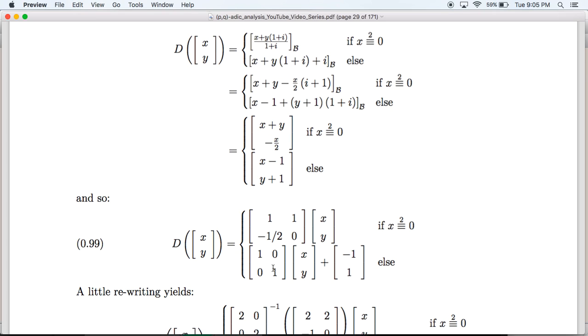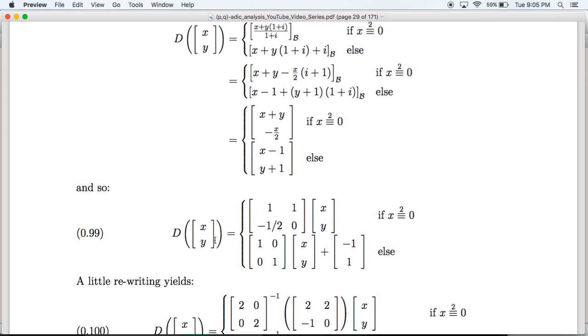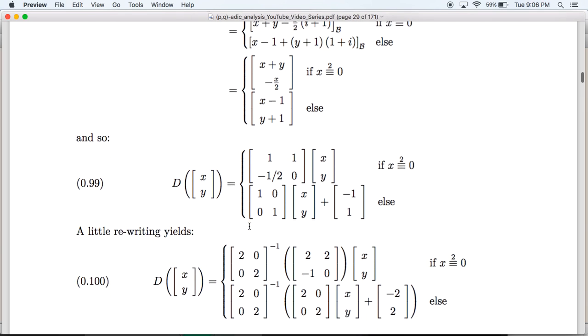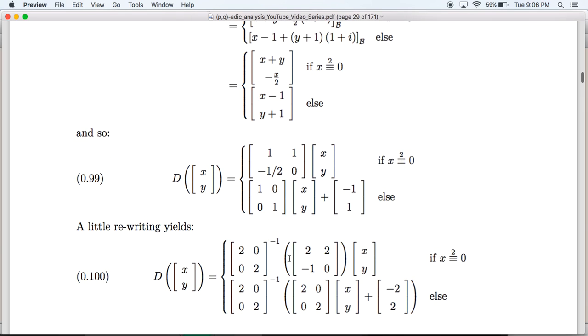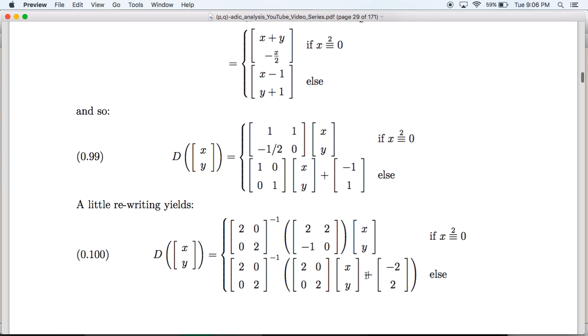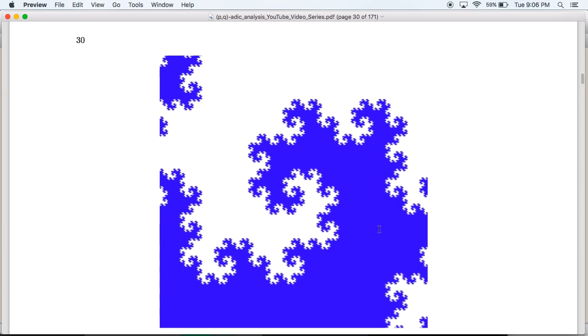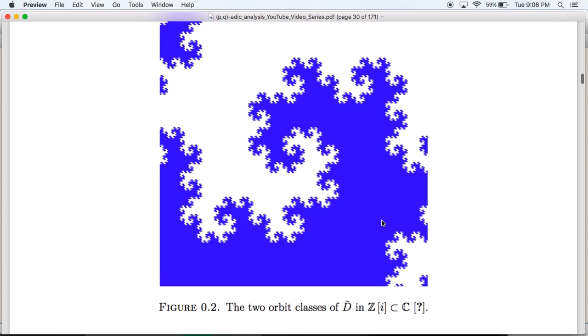So note here, this map has 4 branches, one corresponding to the choices of x mod 2, one corresponding to the choices of y mod 2. Of these branches, 3 are identical. A little rewriting then gives us the d_j inverse times a_j plus b_j form, which is this thing. And here's the picture provided by Actaeon H of the orbit classes of this map. This should say i, this should be a C, and there should be no citation here, sorry.